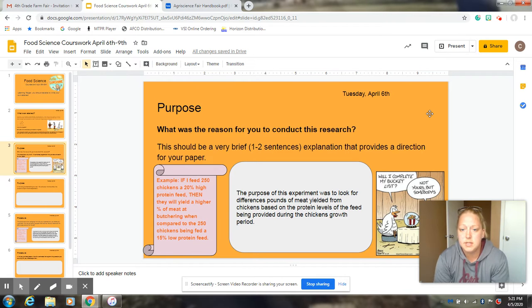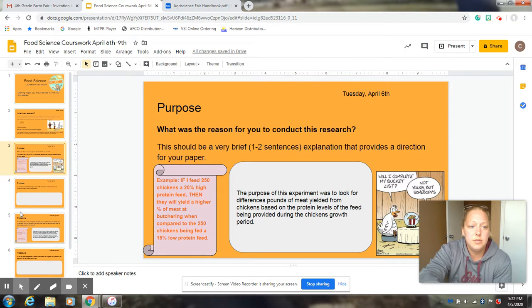So the purpose of this experiment was to look for the difference in pounds of meat yielded from chickens based on the protein levels of the feed being provided during the chicken's growth period. And this is also important because as a producer, if you are producing chickens and you are selling them based on their weight, you definitely want to be able to spend the least amount of money to create the highest amount of weight per chicken at butchering time, because that's how you're going to make a profit.